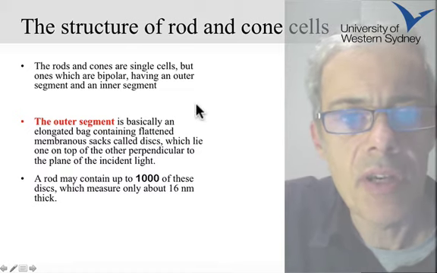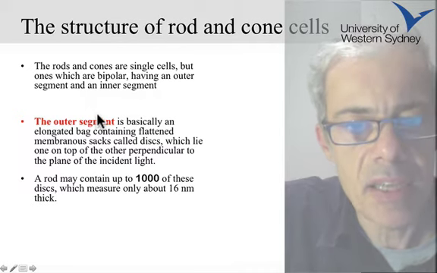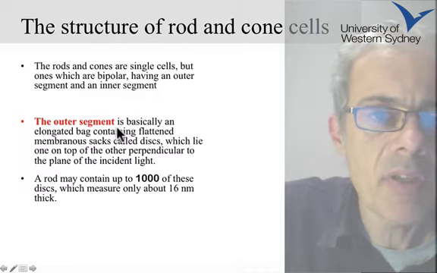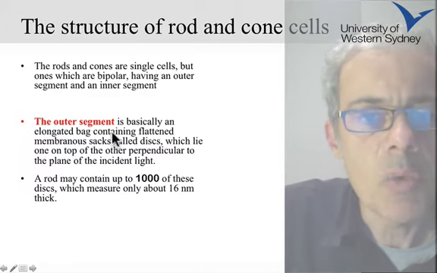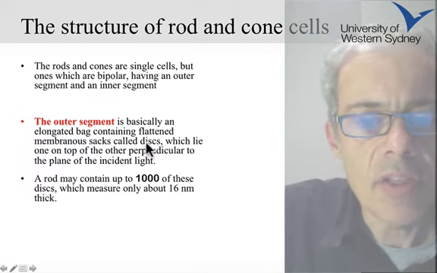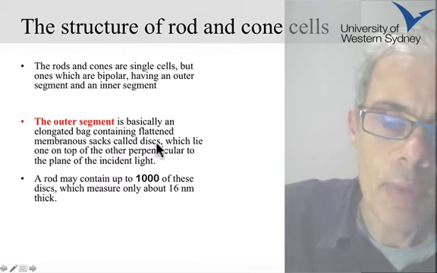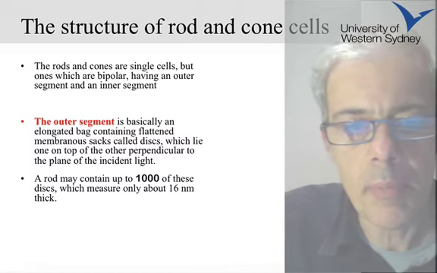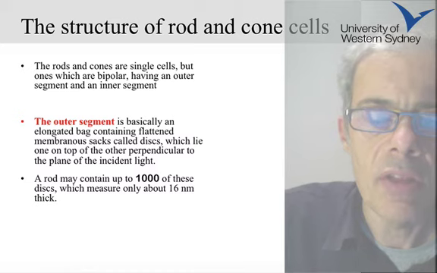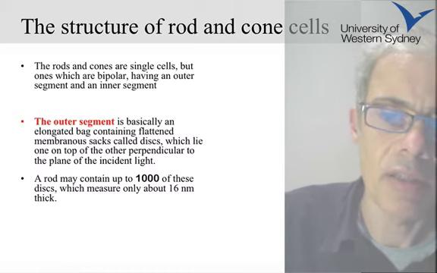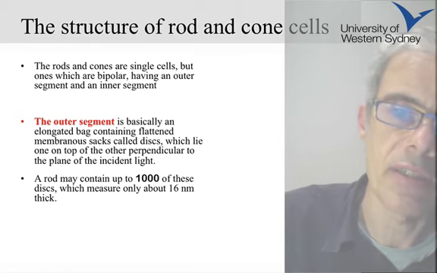Now, to achieve this function, they have an outer segment and an inner segment. Now, the outer segment is a large kind of elongated bag which contains disks, and it may contain up to 1,000 of these disks. And within these disks, they're like little membranous sacs, and within these disks are the receptors that detect light. So these G protein coupled receptors are on the membranes of these disks.